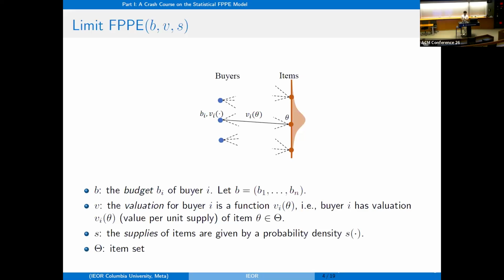In the FPP, we have three inputs, B, V, S. B is a budget vector, so it's one scalar for each buyer. And V is the value function for buyers. For example, V_i(theta) would mean the value of buyer i to item theta. And S is supply. It's a probability distribution supported on the item set Theta. We're going a little bit abstract here because we have a continuous set of items.